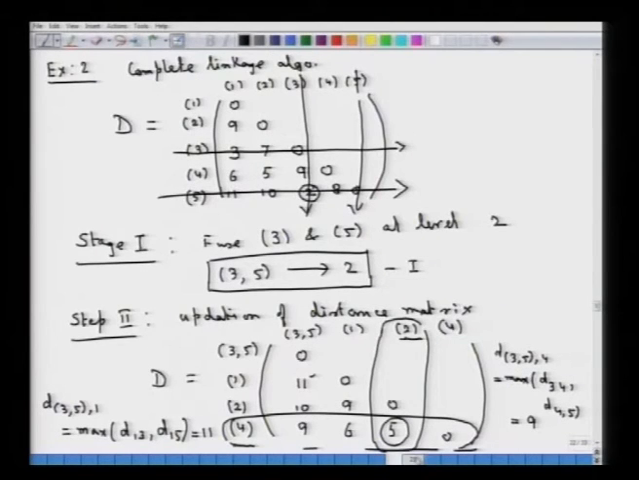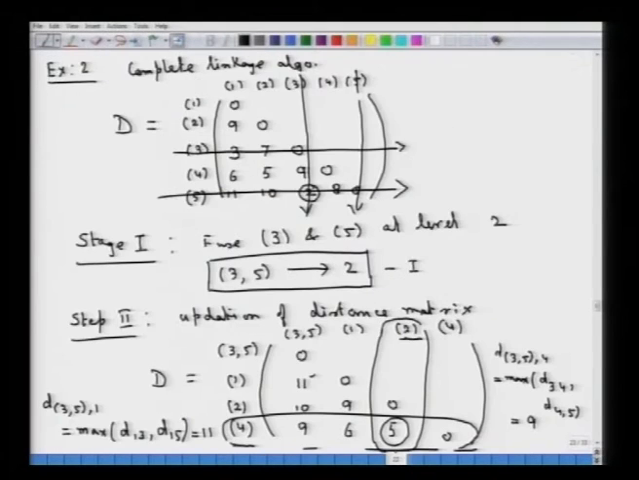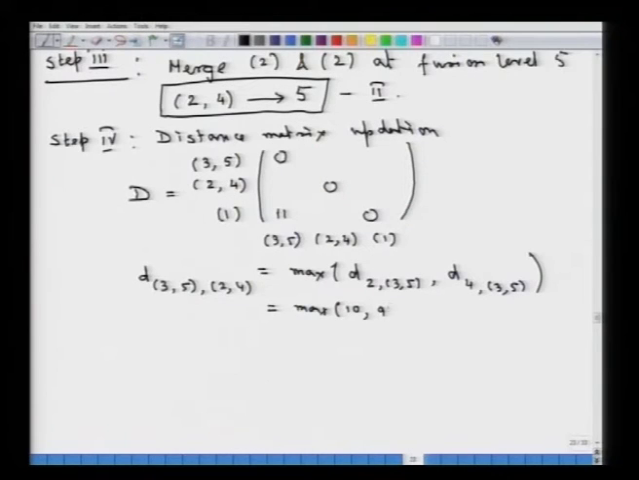D235 is 10. So, this is going to be the maximum of that 10 entry and the distance between 4 and 35. Similarly, the distance between 4 and 35 is 9. So, what we will be having is the maximum of these two, that is 10, to represent the distance between these two clusters, which is 35 and 24.